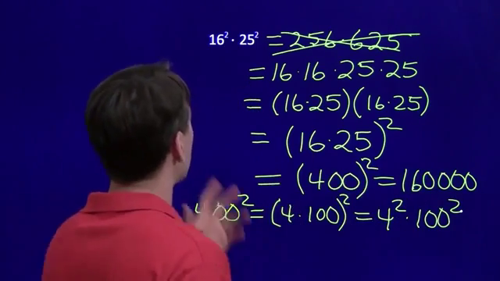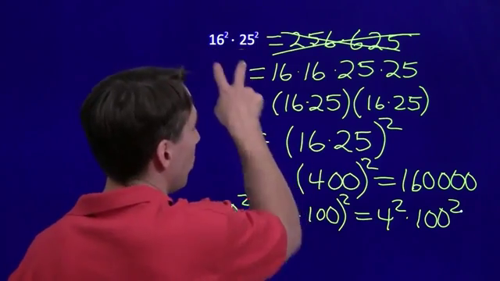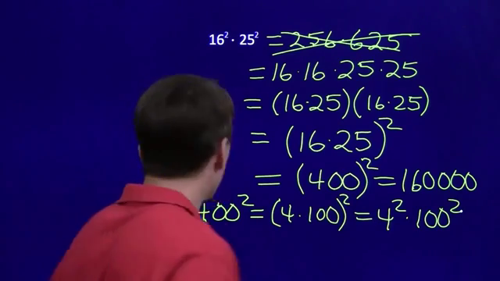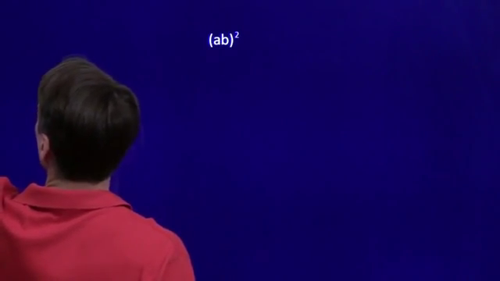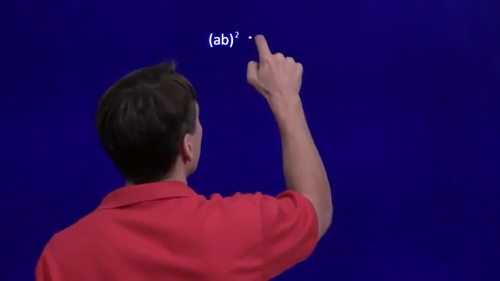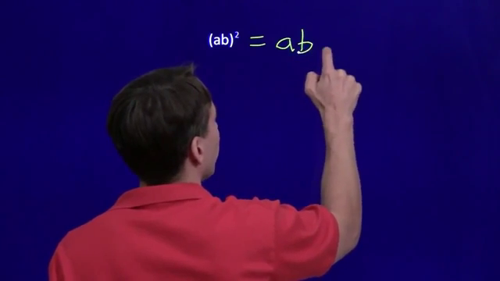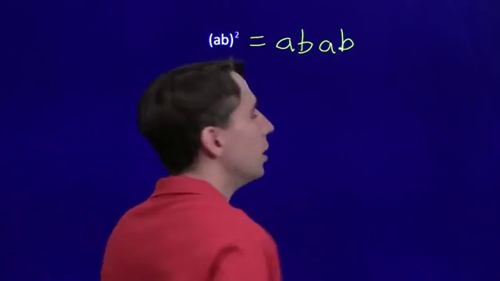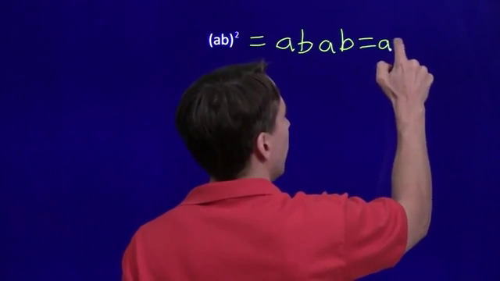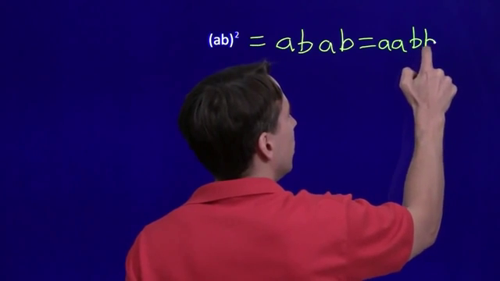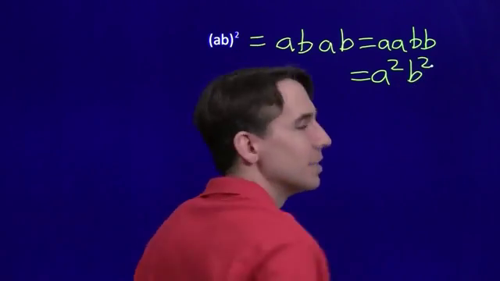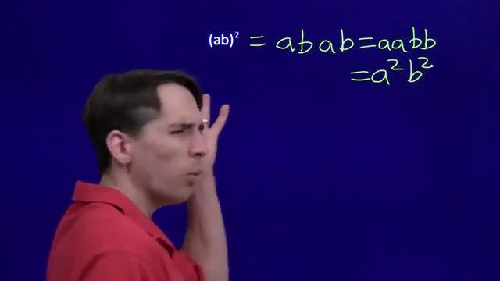Now, if you look back at this, there's nothing really special about the 16 and the 25, where we went from here to here, or about the 4 and the 100 going from here to here. We should be able to do this with any two numbers. Let's take a look at that. Some product, any product, a times b, we're going to square that. Well, to square that, we just multiply it by itself. ab times ab. Now, of course, we can reorder these. We put the a's together, aa, put the b's together, bb, and we get a squared times b squared.